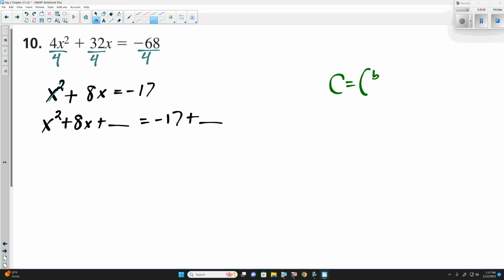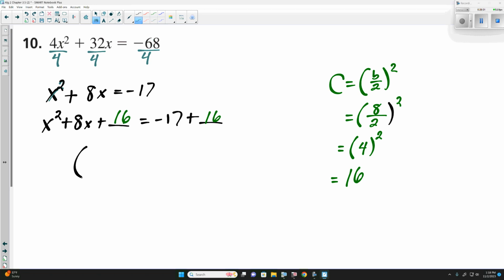C is equal to b over 2 squared. Now our value of b in this case is 8. B is always going to be the number in front of x. The only time that we can't necessarily say that's true is if I had 8x on one side and 7x on the other. They're not together. We need to put them together so that we get our true value of b. Now I would divide it first. 8 divided by 2 is 4, and 4 squared is 16. Now our negative 17 plus 16 is negative 1.